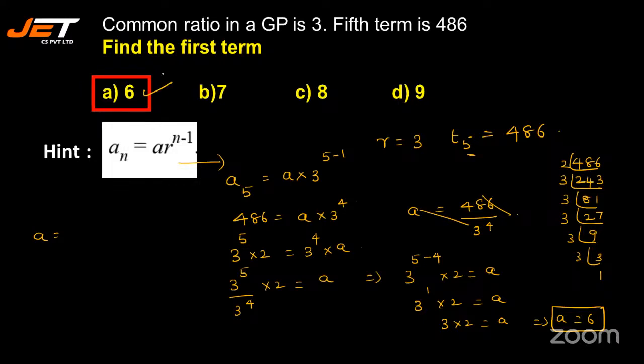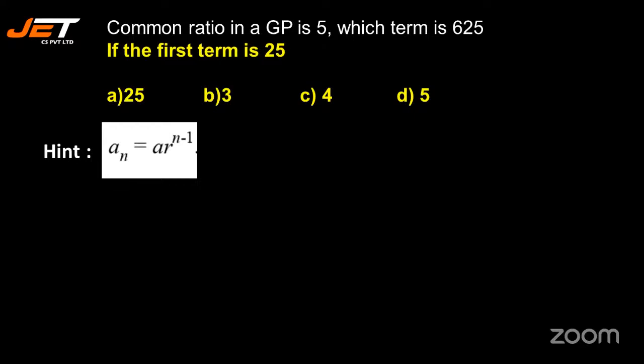A simpler method can also be done, but I have done a little easier one, which is a little lengthy, so that it is easy for you to understand. So I have not skipped any steps. So this is how you find out the first term. All right, I'm sure you would have understood. Let's move on to the next sum.